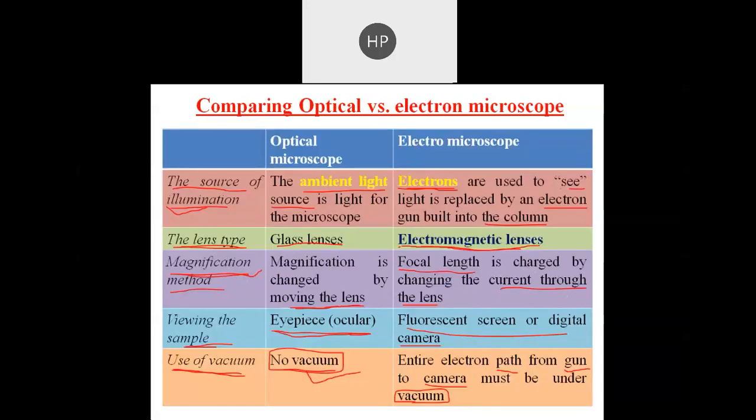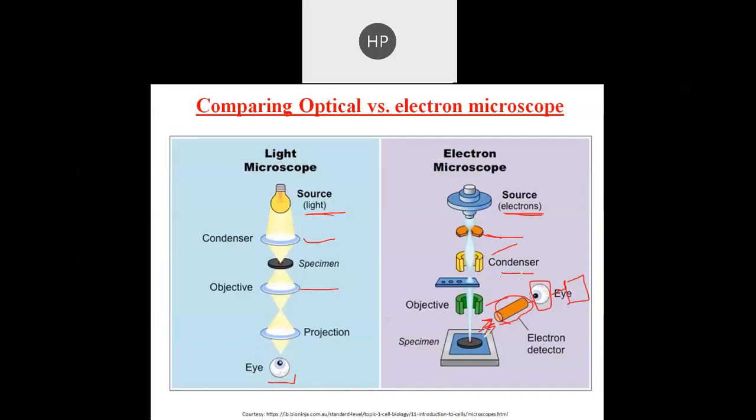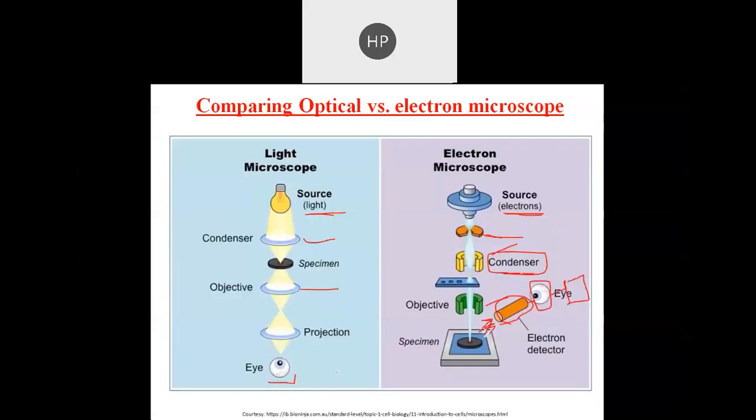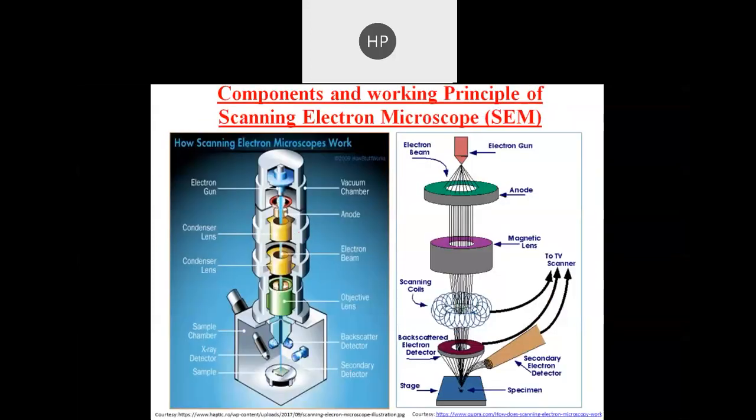While in the electron microscope the focal length is changed by the current. So this electromagnetic condenser is charged, and from that we can easily focus the electrons on a particular path. And then we have an eyepiece or digital camera, and this one is under no vacuum, while here it is in vacuum.